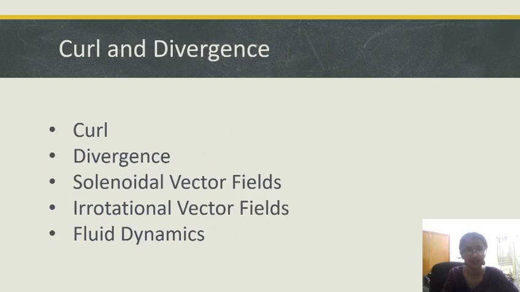Curl and divergence. Curl and divergence are two important concepts in vector differentiation. Curl measures the tendency of a vector field to rotate around a point, while divergence measures the tendency of a vector field to flow away from or towards a point. In other words, curl measures the local rotational behavior of the vector field, while divergence measures the local expansion or contraction of the vector field.